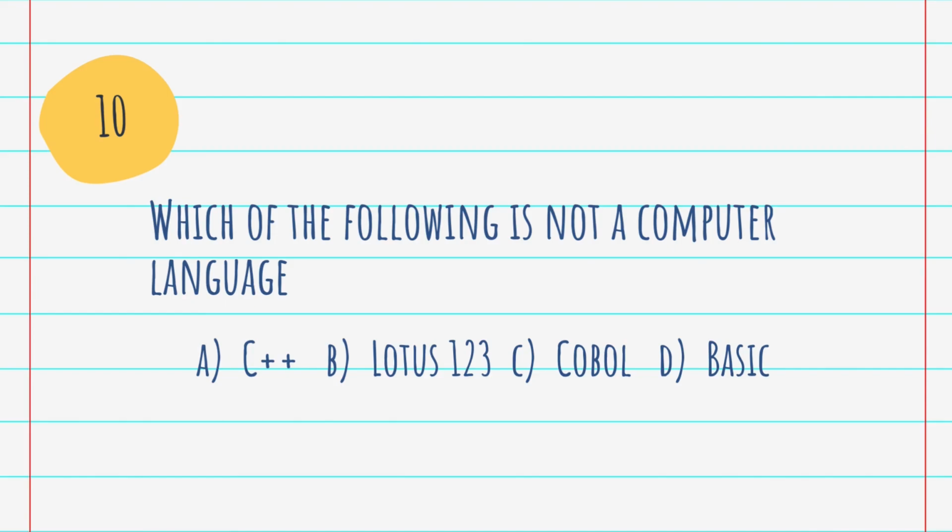Question number 10. Which of the following is not a computer language? A. C++, B. Lotus 123, C. COBOL, D. BASIC. And the answer is Lotus 123 is not a computer language.